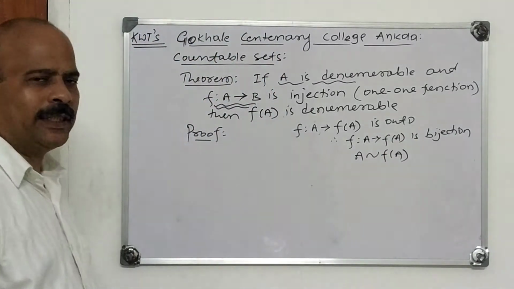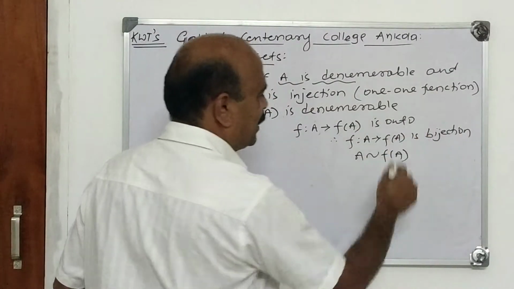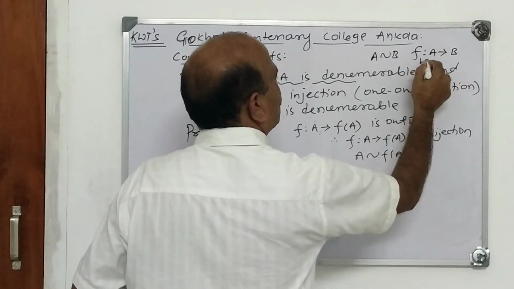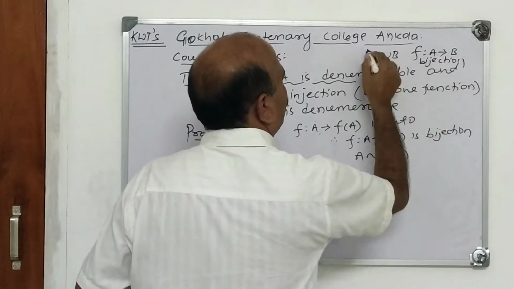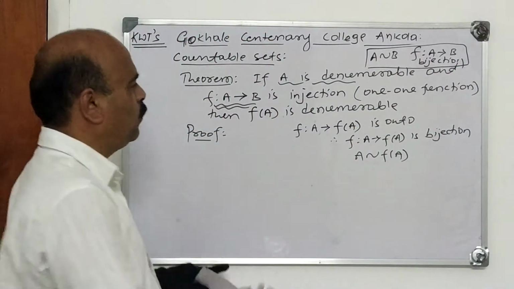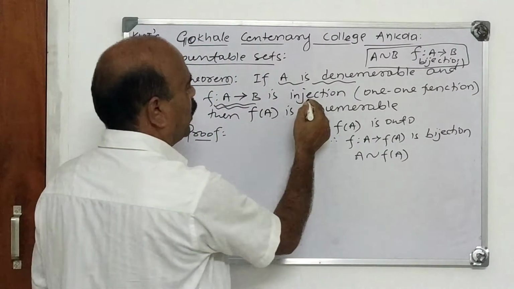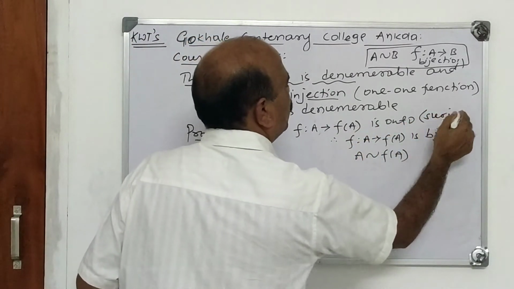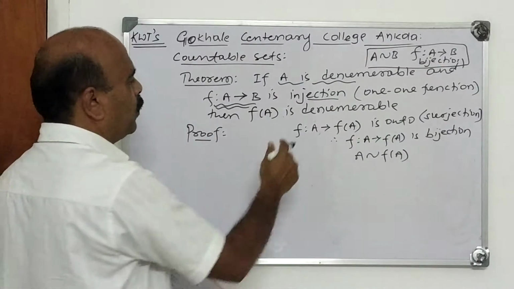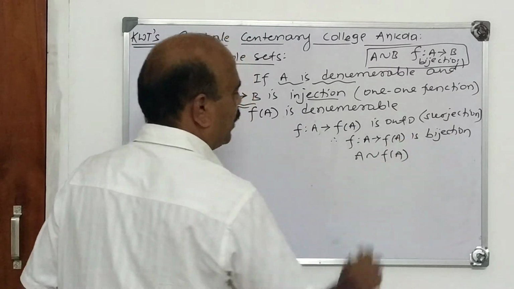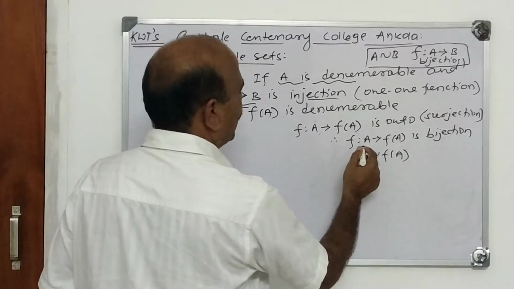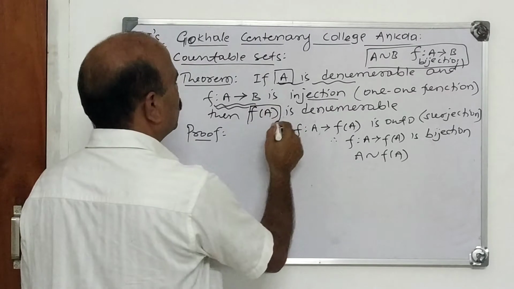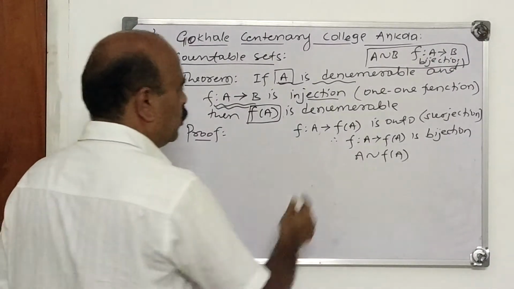Therefore, A is equivalent to f of A. By definition of equivalent sets, when you say that two sets are equivalent, there exists a bijection. A is equivalent to B means there exists a function f from A to B which is a bijection. Now, if f from A to B is injection 1-1, always f from A to f of A is surjection. Onto means surjection. Therefore, f from A to f of A is 1-1 as well as onto, therefore bijection. This implies A is equivalent to f of A. Therefore, A is denumerable means f of A is also denumerable. This is the proof.